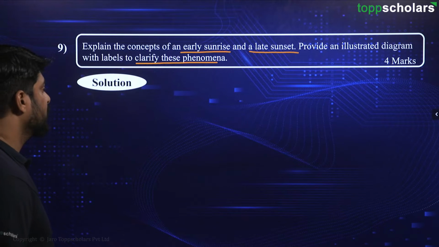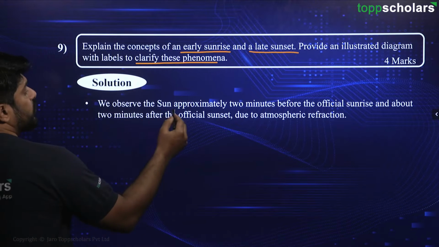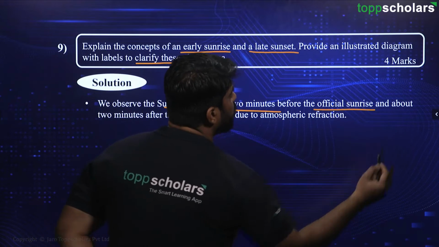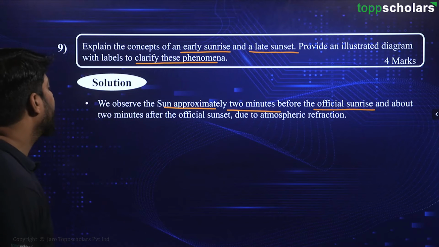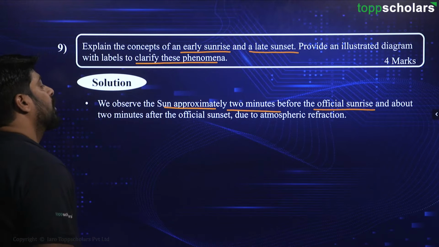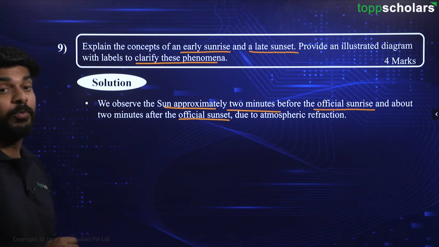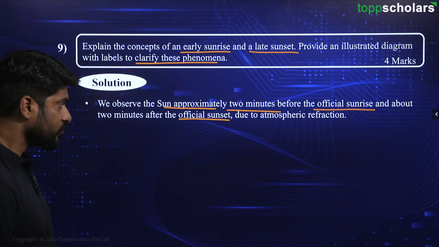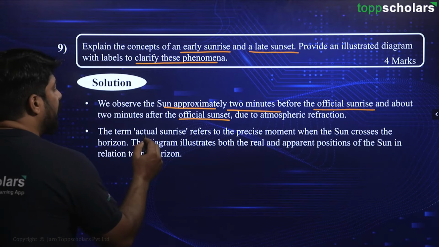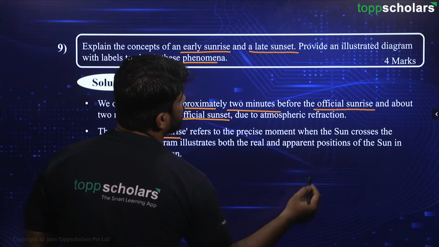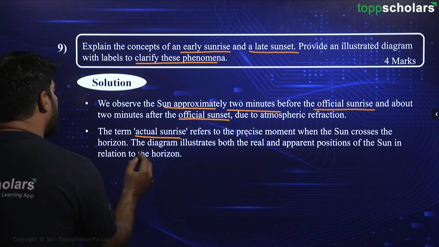So it is very simple. We observe the sun approximately 2 minutes before the official sunrise and about 2 minutes after the official sunset due to atmospheric refraction. Okay. The term actual sunrise refers to the precise moment when the sun crosses the horizon.